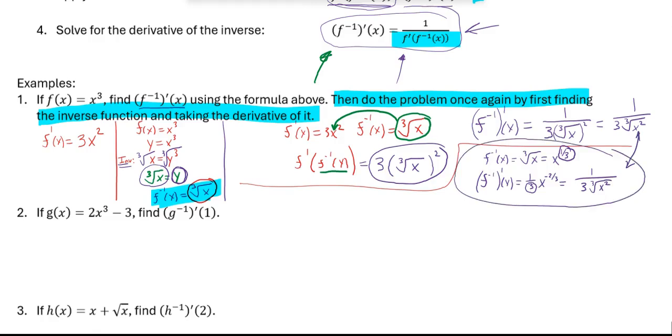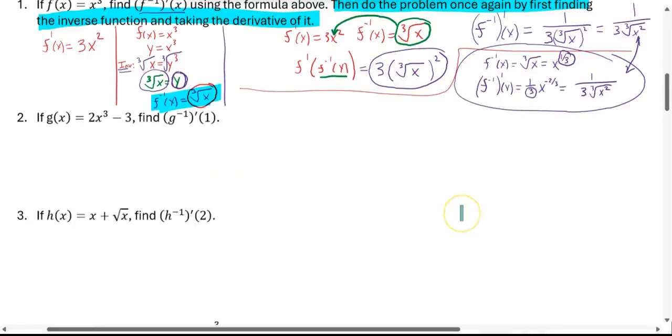So what you're going to want to do with this formula that I have above is always ask yourself, is it easier just to find the inverse and then just take the derivative of it, or will it be easier to use this formula? And of course the answer in math as always is, it depends. All right, I'm going to try to exclusively focus on this formula because that's really what I'm trying to teach here in this section.